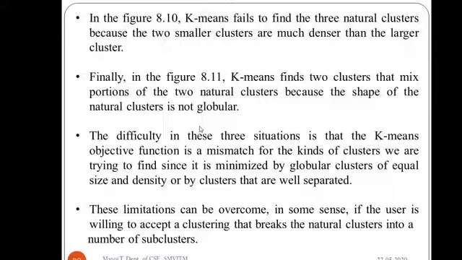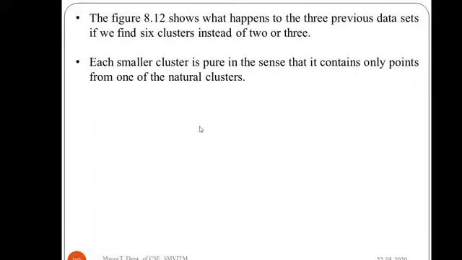So the difficulty in these three situations is that the k-means objective function is a mismatch for the kind of clusters we are trying to find, since it is minimized by globular clusters of equal size and density, or by clusters that are well separated. These limitations can be overcome in some sense if the user is willing to accept a clustering that breaks the natural clusters into a number of subclusters.